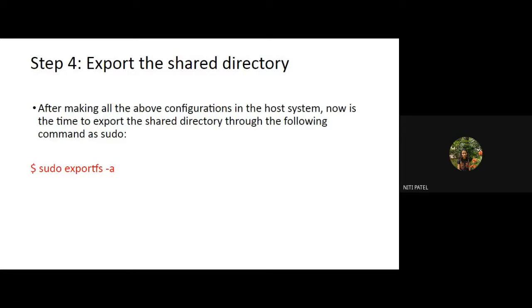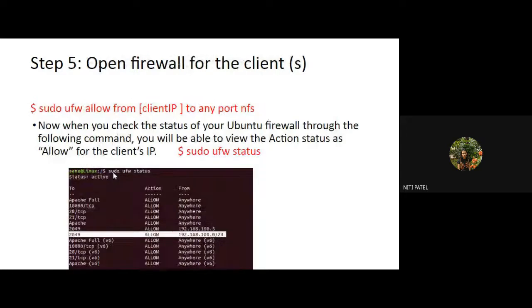After the IP addresses are assigned, we directly export the directory by using the command exportfs -a. And we check the status whether it is connected or not by using the command ufw status. If it is allowed, that means the connection is done and the exchange will happen. If the status is not allowed, we can allow it by using the command ufw allow and mention the IP address. So for this IP address, the session will be allowed or created for exchanging the information.